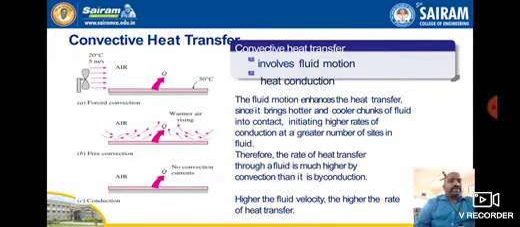This fluid motion enhances the heat transfer since it is bringing hotter and cooler chunks of the fluid into contact, initiating higher rates of conduction at a greater number of sites in the fluid. Therefore, the rate of heat transfer through a fluid is much higher by convection than by conduction. The higher the fluid velocity, the higher the rate of heat transfer. As you know, if your blower has a high speed and high air velocity onto the hot plate, obviously the rate of heat transfer is more.